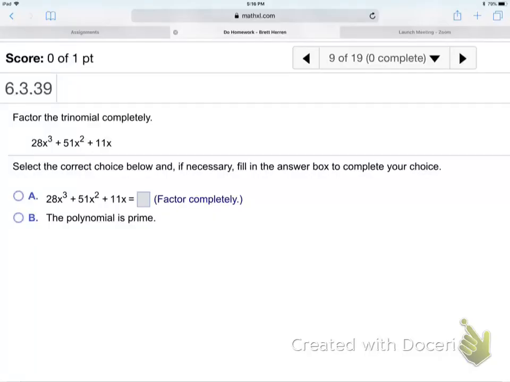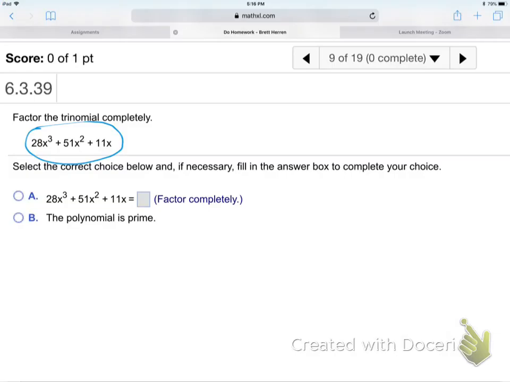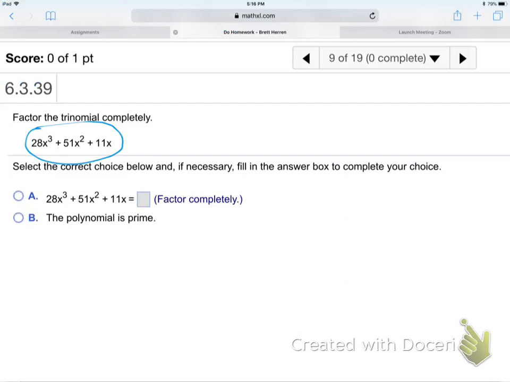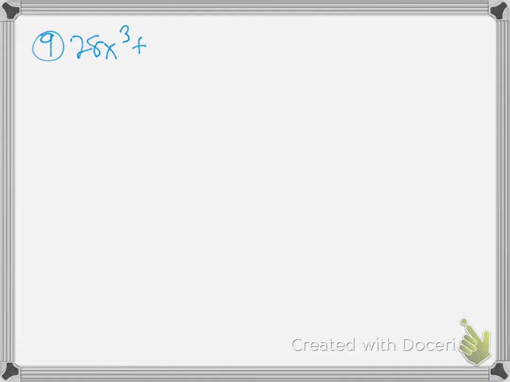Okay, let's try number 9 now. Here it is. Let me rewrite it on a new screen. So number 9, 28x cubed plus 51x squared plus 11x.